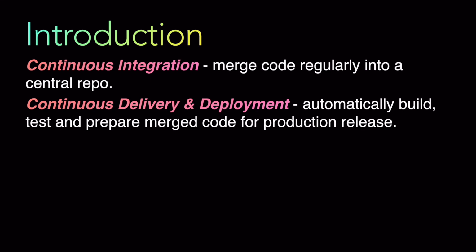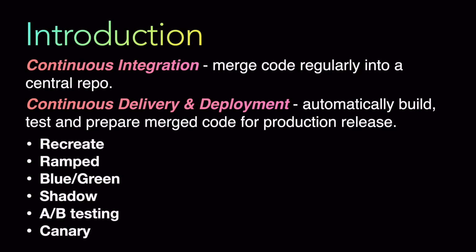So now there are multiple patterns that we are going to discuss. We are going to discuss the recreate pattern, ramped pattern, which is also called incremental pattern, rolling update pattern. Then we have the blue-green pattern, which is also called the red-black pattern. Then we have the shadow pattern, A/B testing pattern, and canary patterns, right? The canary pattern is one of my favorite patterns. So we are going to discuss that at the end of the video, because we are also going to share a fun fact about the canary deployment pattern. So let's get started with the recreate pattern.